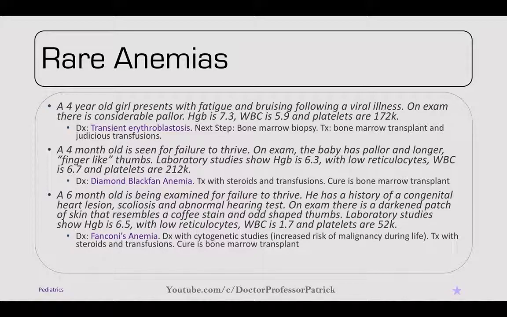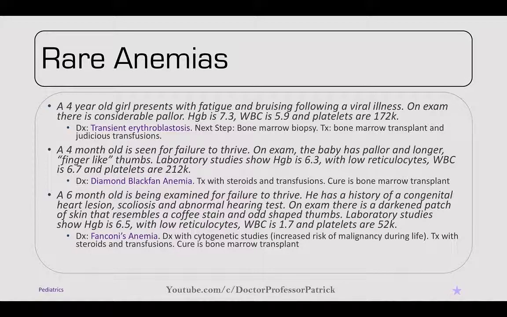Next up, a 4-month-old is seen for failure to thrive. The baby has pallor and long finger-like thumbs, or triphalangeal thumbs. Laboratory studies show hemoglobin of 6.3 with low reticulocytes. White blood cells are 6.7 and platelets are 212,000. So this is Diamond-Blackfan anemia. You can treat with steroids and transfusions, and the cure is a bone marrow transplant.